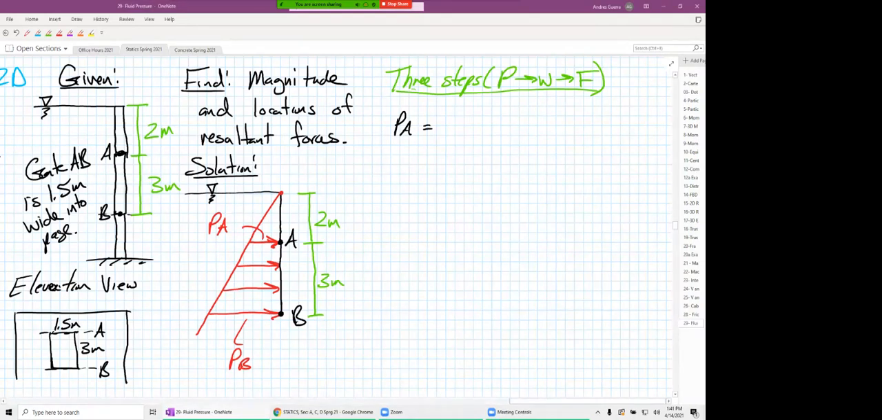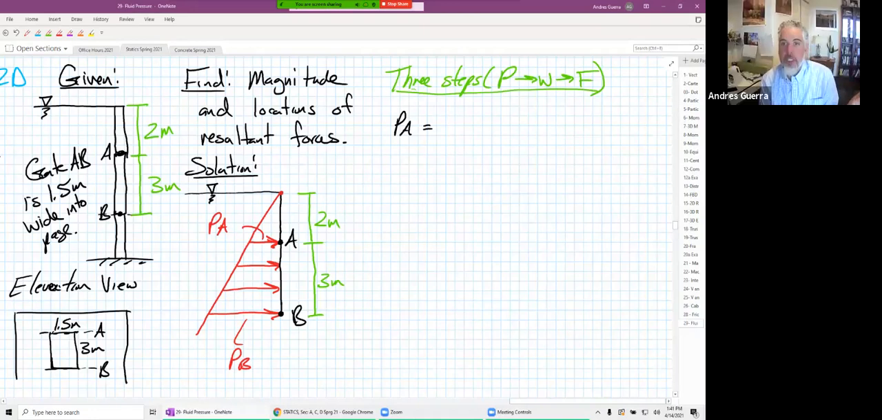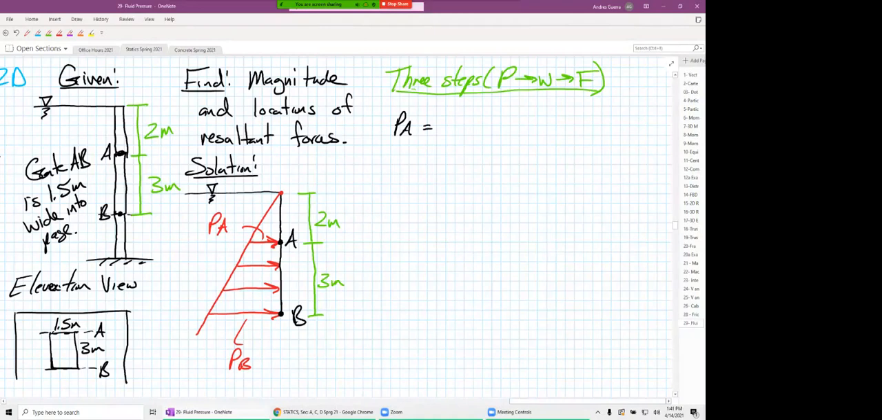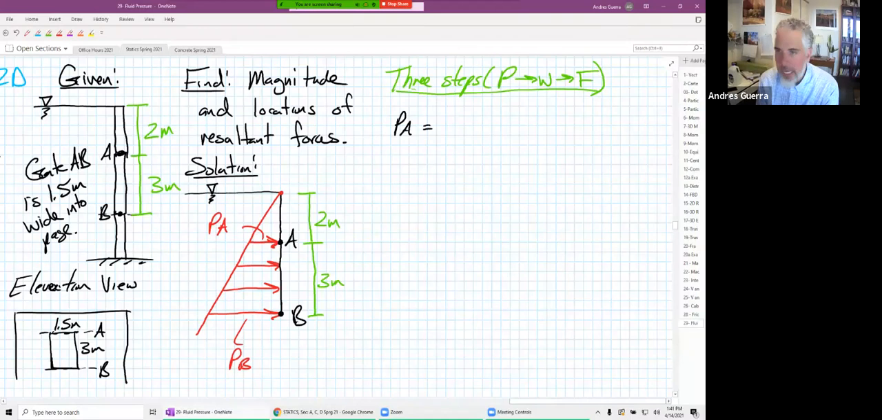It should be the area of the triangle, right? Not for pressure, that's for W. Almost there. Gamma times the height. Right, exactly. Gamma times height.